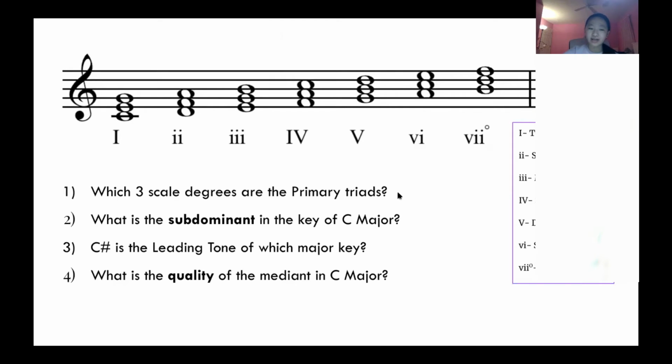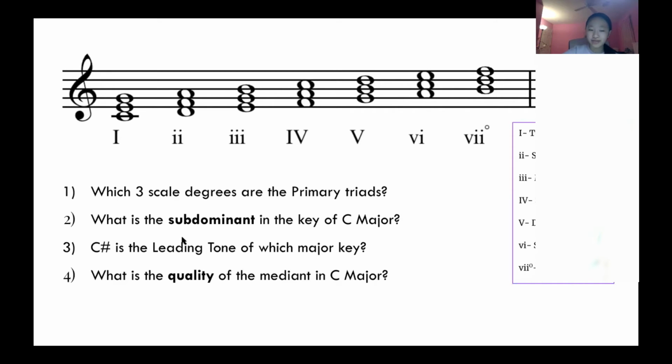And second question, I'll ask one person. What is the subdominant in the key of C major? The subdominant is F major. Good, but okay, the question is just asking for a note. So what note would that be? F. Very good. So basically this question is asking what is the 4th note in the key of C major? Very good, it's F.